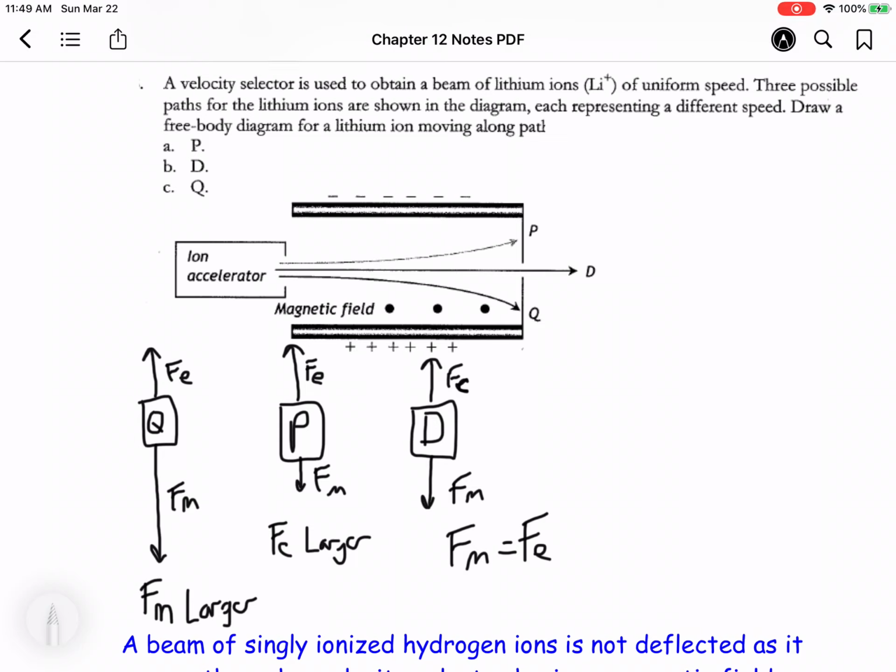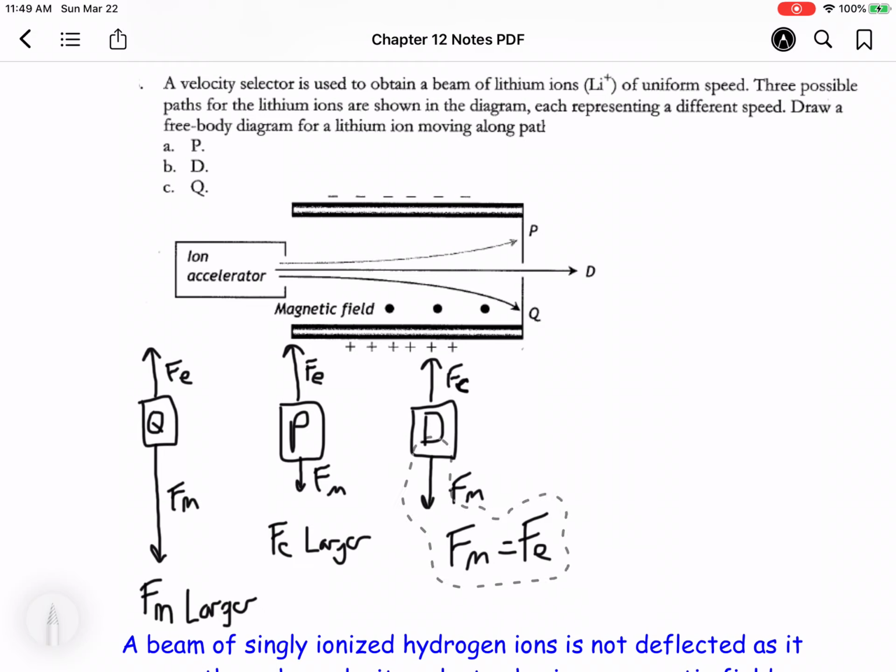The electric field's winning, and that's telling you Fe is larger, which means it was going too slow. And then we of course get D, which is going to go straight through undeflected because the forces are going to equal each other and cancel each other out. Since these forces equal each other and cancel each other out, we're going to be just fine with understanding that.